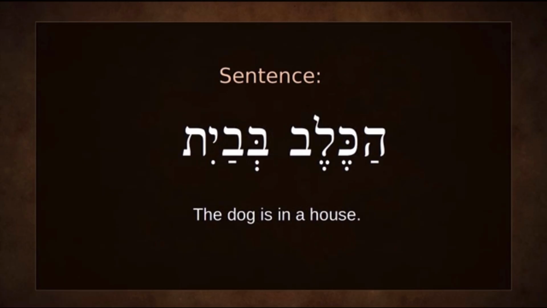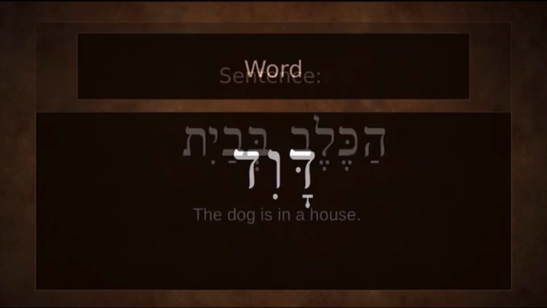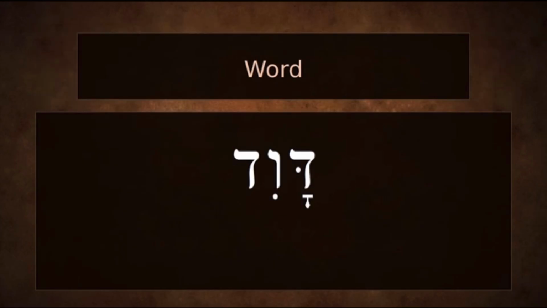Here is another example. This is Hakelev bevayit. Hakelev means the dog, and bevayit means in a house. So this sentence would mean the dog is in a house. Here is one more word. This is spelled Dalet, Vav, Dalet. This word is pronounced David. David means beloved, and it is also the name we know as David.